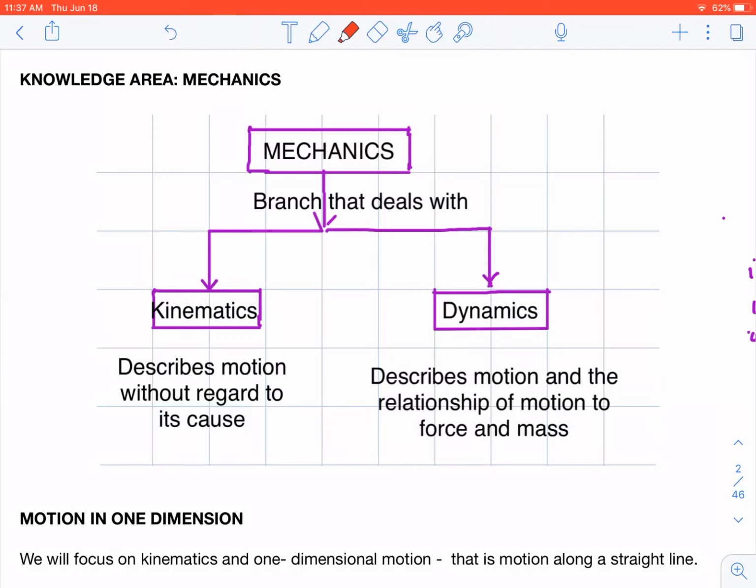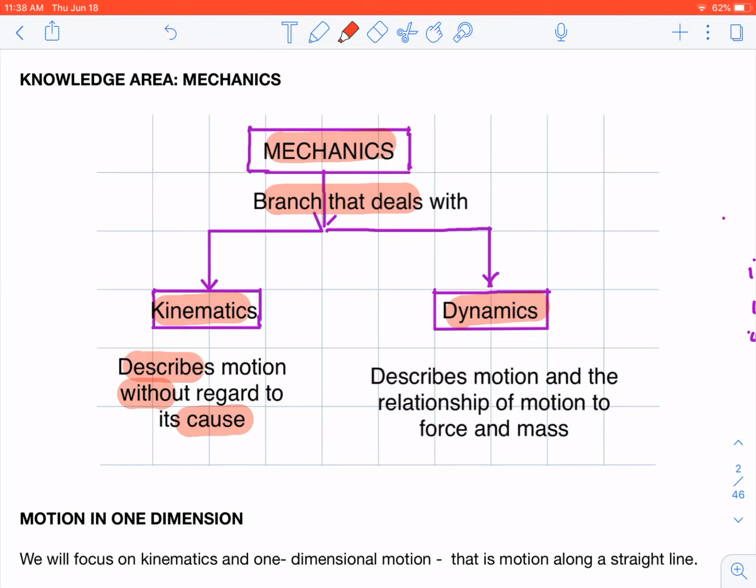Right, we are going to look at the knowledge area mechanics. What do we mean by mechanics? Mechanics is actually a branch that deals with kinematics and dynamics. Kinematics comes from the word kine, meaning motion, and it describes the motion without regard to its cause. That means in kinematics, you're just looking at the motion and you're not really worried about what's causing the motion.